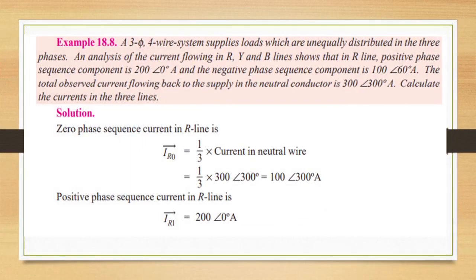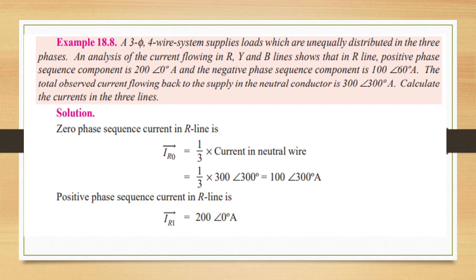A 3-phase 4-wire system supplies loads which are unequally distributed in the 3 phases. An analysis of the current flowing in R, Y and B lines shows that in R line, the positive phase sequence component is 200 angle 0 degree ampere and the negative phase sequence component is 100 angle 60 degree ampere. The total observed current flowing back to the supply in the neutral conductor is 300 angle 300 degree ampere. Calculate the currents in the three lines. So let us see the solution.